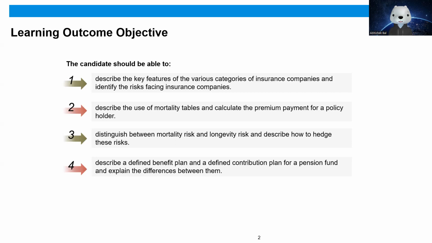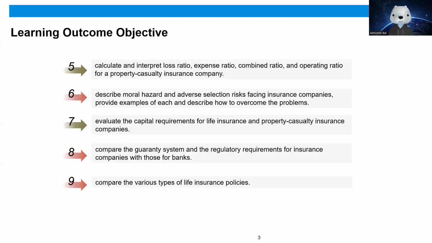Describe a defined benefit plan. This portion is attributed to the pension plan, of course. Describe a defined benefit plan and a defined contribution plan for a pension fund and explain the differences between them. Compare the various types of life insurance policies. Calculate and interpret loss ratio, expense ratio, combined ratio, and operating ratio for a property and casualty insurance company.